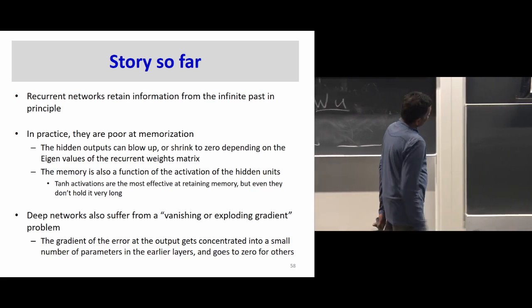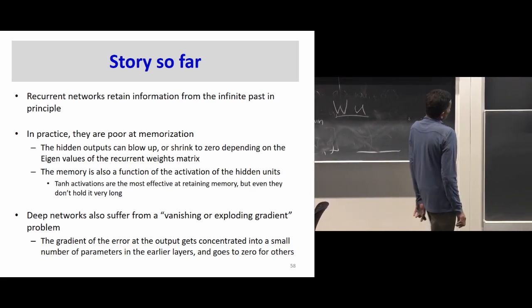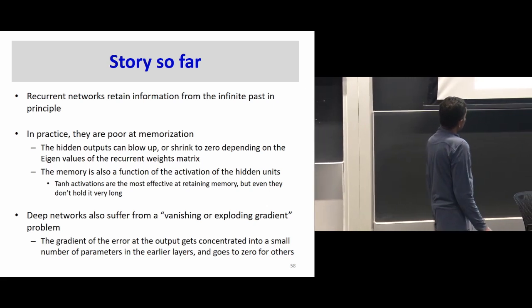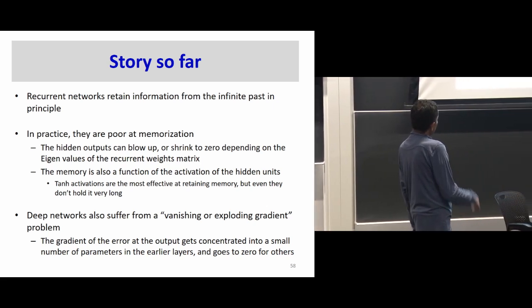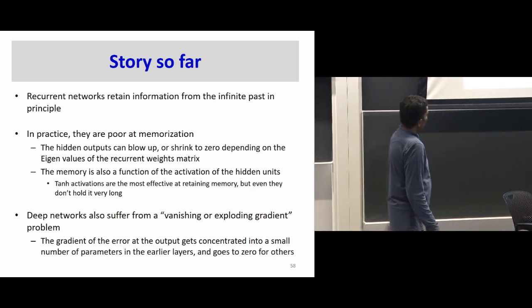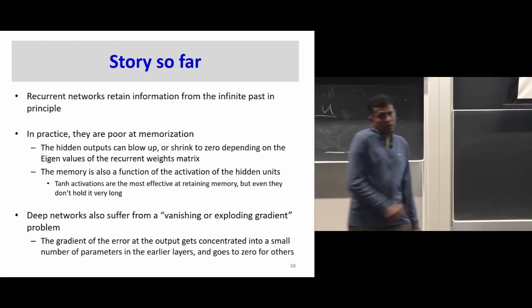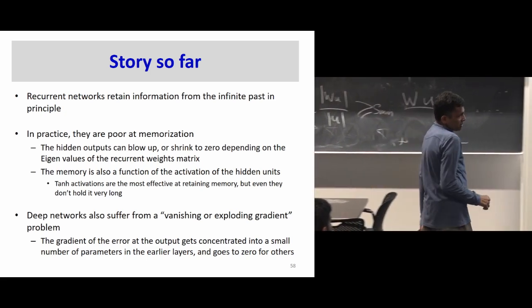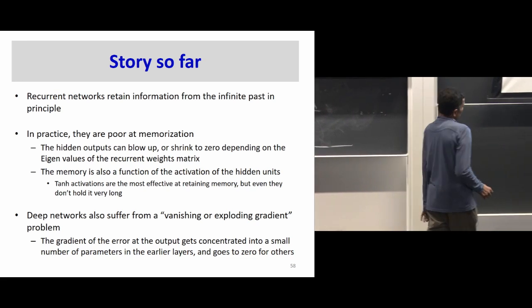So, recurrent networks, again, summarizing: they retain information from the infinite past. In practice, they are poor at memorization. The hidden units can blow up or shrink to zero, depending on the eigenvalues of the recurrent weight matrix. And the memory is also a function of the activation function. TANHs or bipolar activation functions seem to be most effective, but they don't hold it very long.